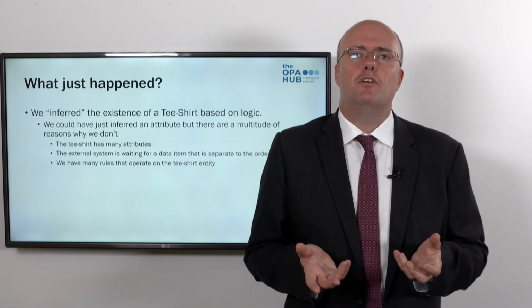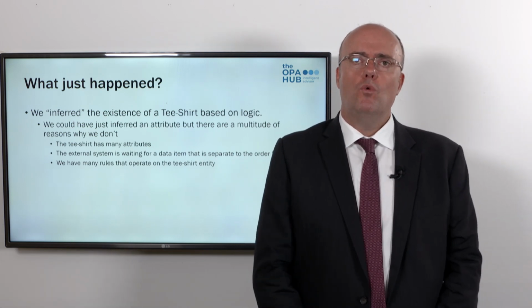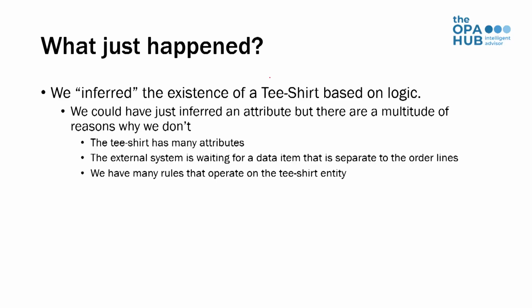So what just really happened in there? We inferred the existence of a t-shirt. We could have just inferred a single attribute. We could have created a Boolean that says, can have free t-shirt, and said it's true or false. But why didn't we do that? Well, because a t-shirt, or any other free gift, maybe has many attributes. Maybe we give you a free t-shirt, but then what? Well, then we have to ask you, what size do you want?